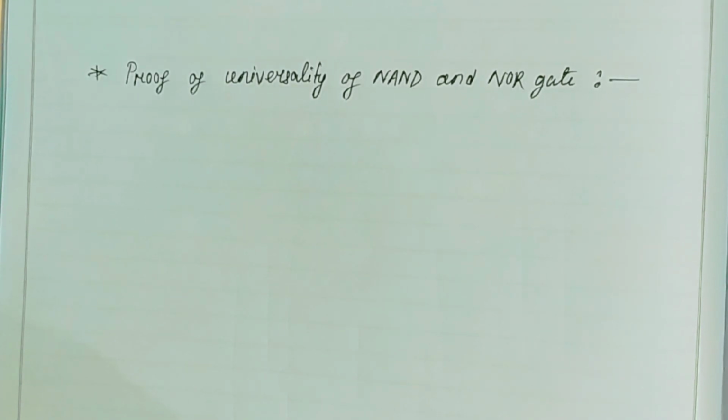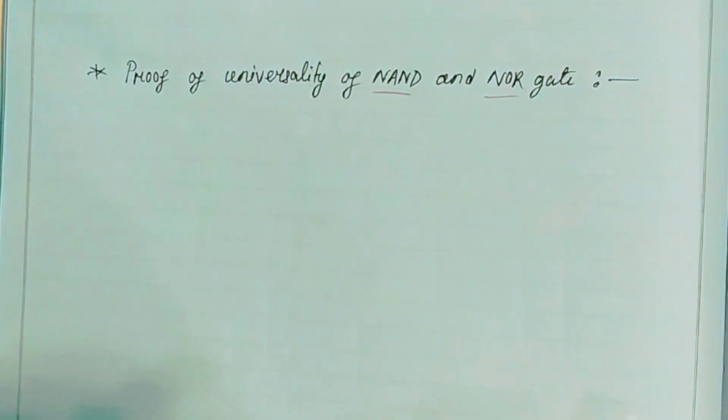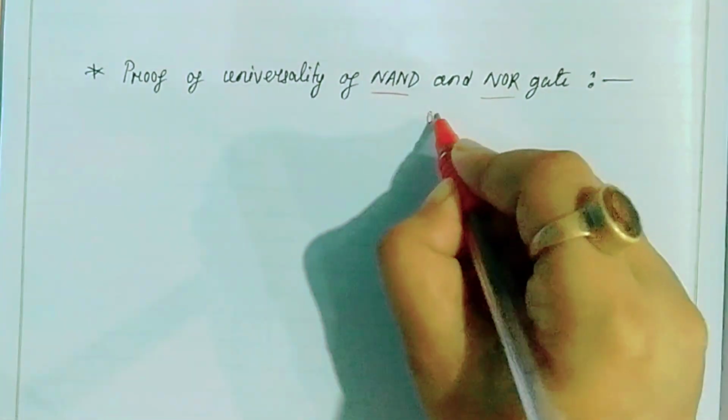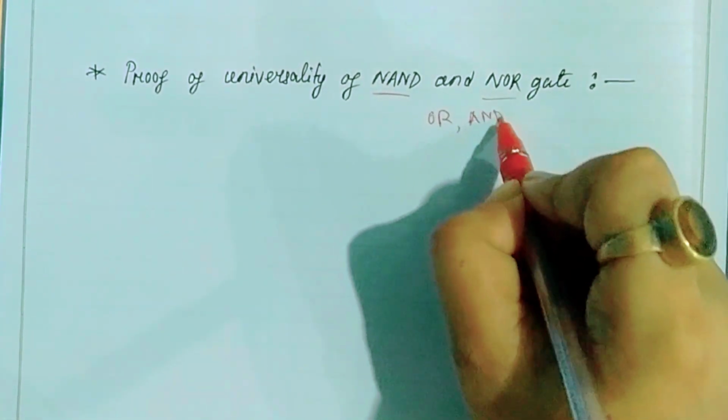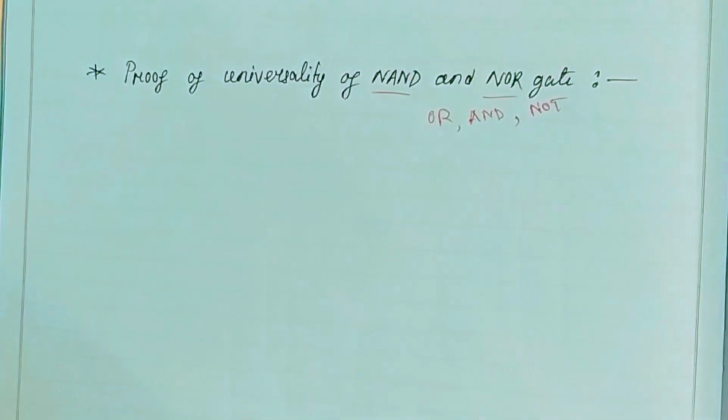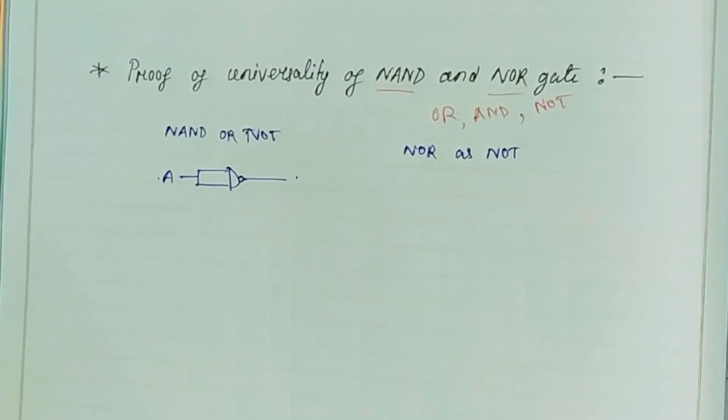So what do we mean by universal gates? It is nothing but that by using universal gates you can represent or construct any basic gates like OR gate, AND gate or NOT gate. By using these NAND and NOR gates, you can prove or construct OR gate, AND gate and NOT gate. So let's prove them and construct them. Let's begin with the proof of NAND as NOT gate and NOR gate as NOT gate.